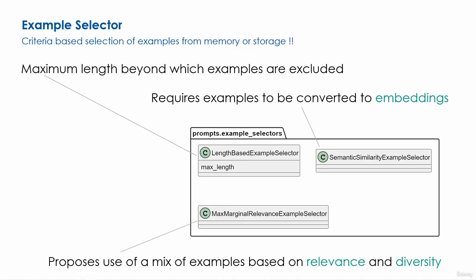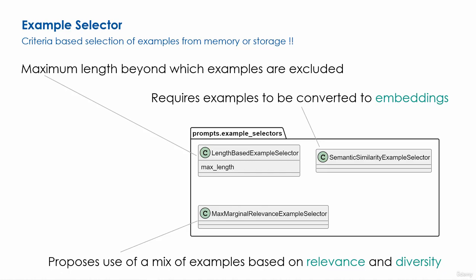The next class is the max marginal relevance example selector. This one is based on the maximal marginal relevance technique, also referred to as the MMR technique. The MMR technique is used in information retrieval and document summarization. The idea of its use here is to select examples that are not only relevant to a query or question, but also diverse in nature. I've provided more information on this technique in the course guide, and I've also added the link to the research paper that describes the use of MMR in detail.